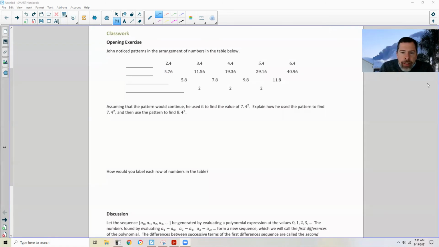Okay, so in looking at this, sometimes it's easier to work backwards. So let's start with this here. I see a 2 here, and I see a 2 here, and I see a 2 here. Well, if you look, 5.8 plus 2 equals 7.8. 7.8 plus 2 equals 9.8. 9.8 plus 2 equals 11.8. Okay, so there's something going on there.